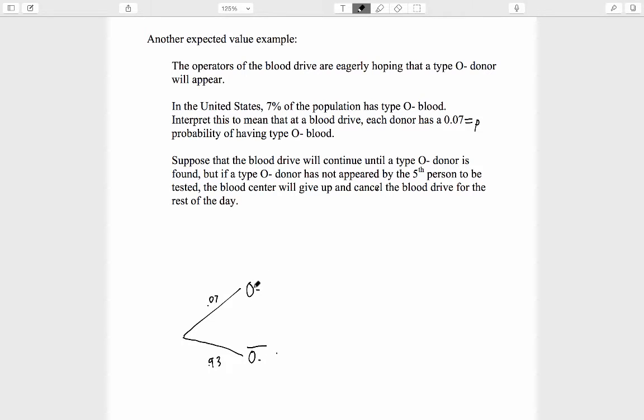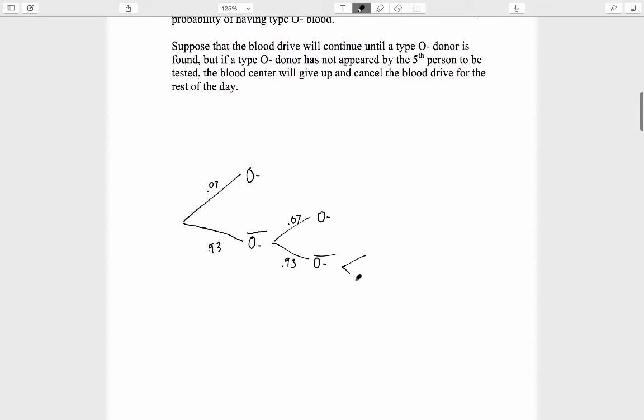So there will be no further branchings from this point, but from here there will. Given that the first donor does not have type O negative blood, the second donor could either have type O negative blood with probability 0.07, or not have type O negative blood, have a blood type different from O negative. That has a probability at stage 2 of 0.93. And so it goes through several more branchings. We might need to test a third donor, or a fourth donor, or possibly a 5th donor, but there will be no more branchings after that.